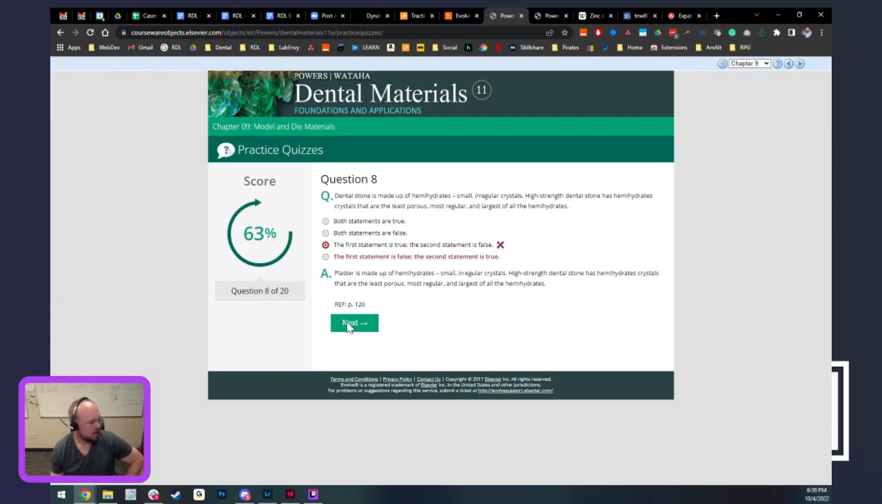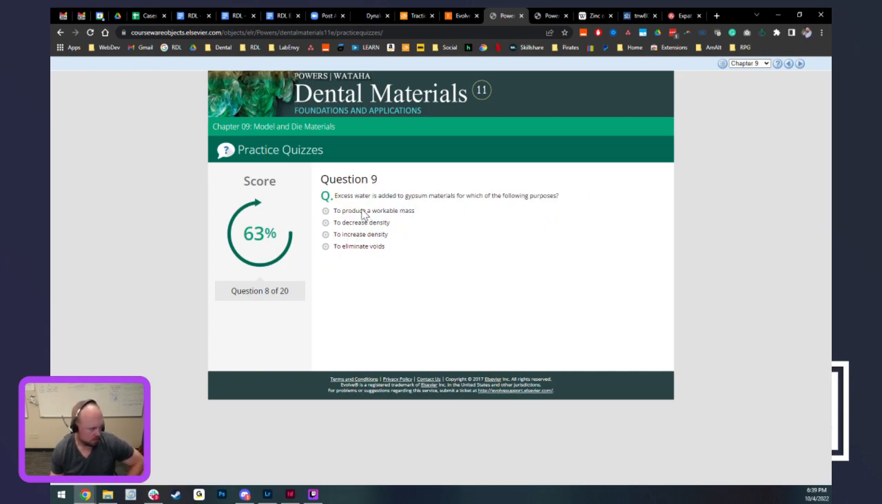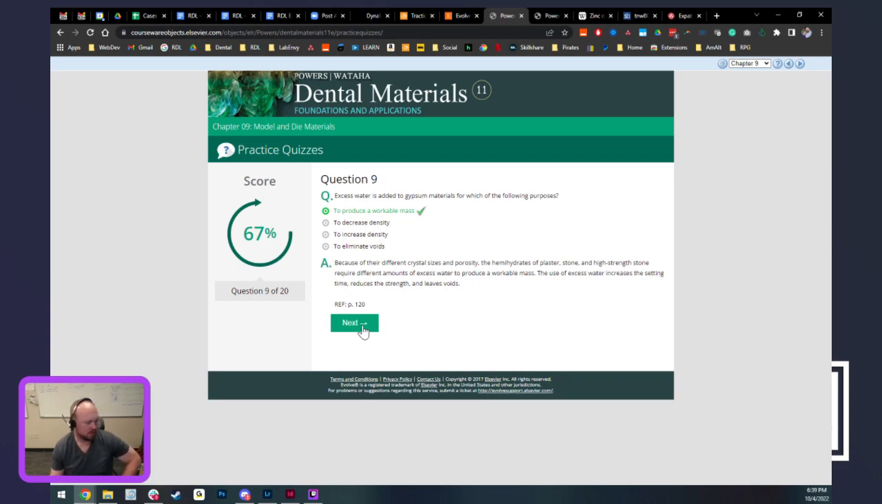All right. Excess water is added to gypsum materials for which of the following purposes? To produce a workable mass, to decrease density, to increase density, to eliminate voids. To produce a workable mass. Because of their different crystal sizes and porosity, the hemihydrates of plaster, stone, and high-strength stone require different amounts of excess water to produce a workable mass. The use of excess water increases the setting time, reduces the strength, and leaves voids.